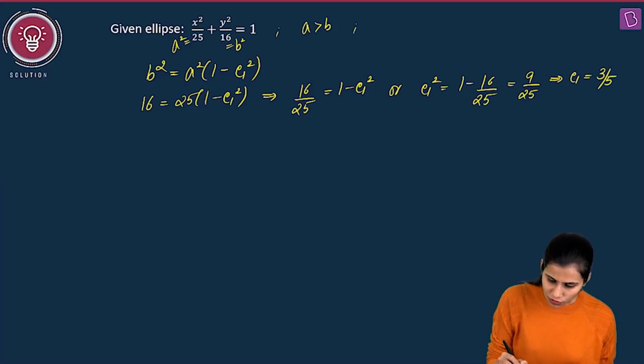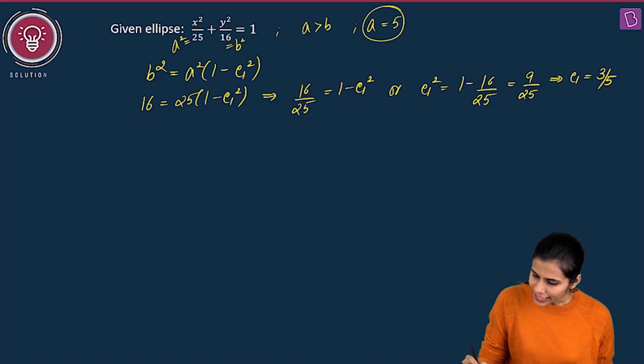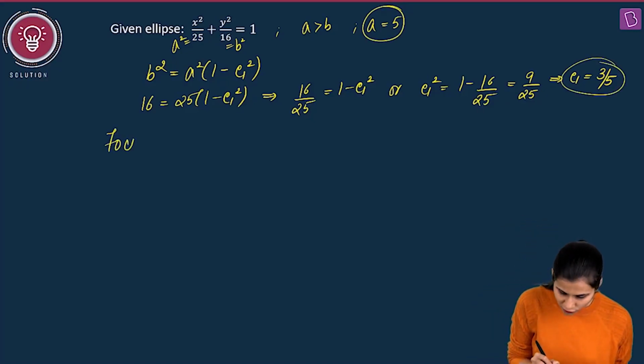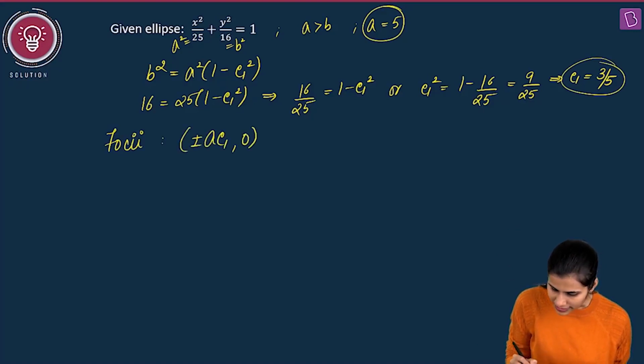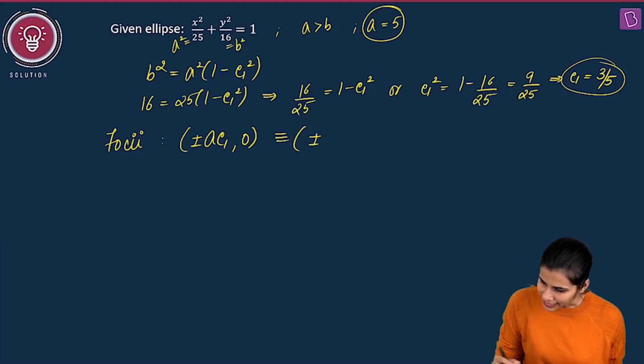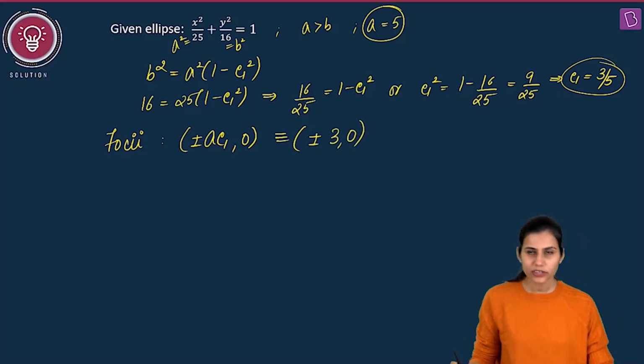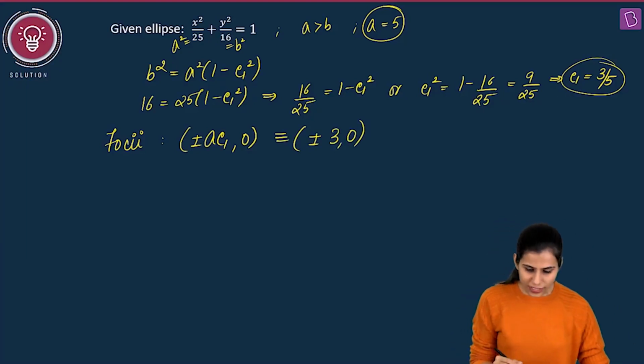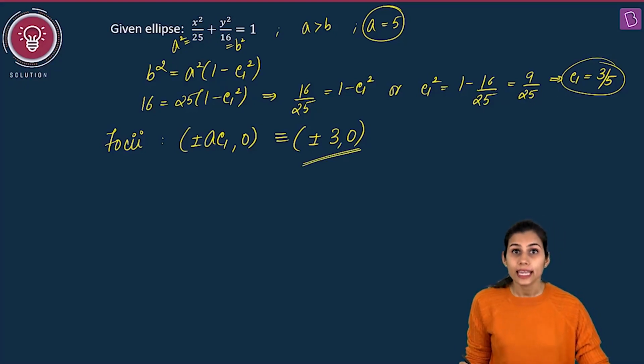So A I know is 5, and E1 I know is 3 by 5. Now the coordinates of the foci of the ellipse will be plus minus A E1 comma 0, which is nothing but plus minus 3 comma 0. Do you agree? A is 5, E1 is 3 by 5. So A into E1, 5 cancels out, you're just left with 3. So these are the coordinates of the foci of the ellipse.